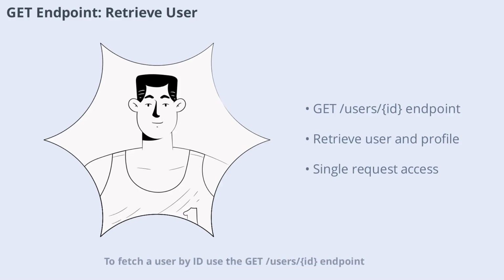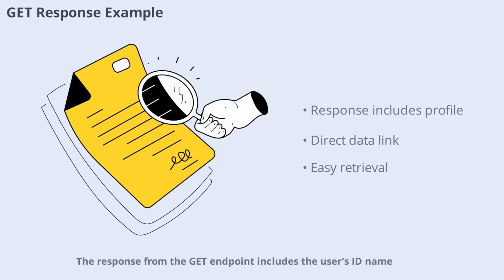To fetch a user by ID, use the GET /users/{id} endpoint. The controller retrieves the user and their profile from the database and returns the data as a JSON object. This makes it easy to access both user and profile information in a single request, thanks to the one-to-one mapping. The response from the GET endpoint includes the user's ID, name, and their profile details.